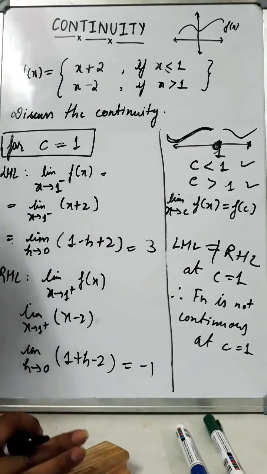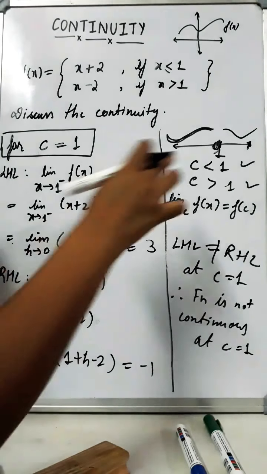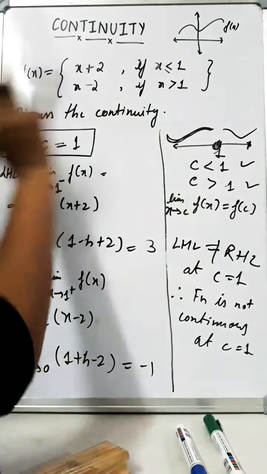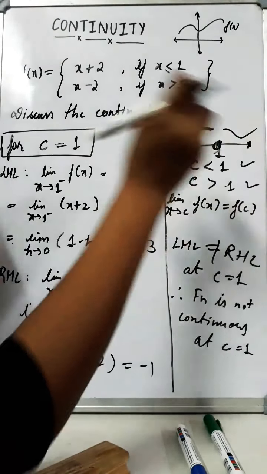All right, so at the point 1 your function is not continuous, but at all other points your function is continuous. If c is less than 1, your function is continuous. If c is greater than 1, your function is continuous.